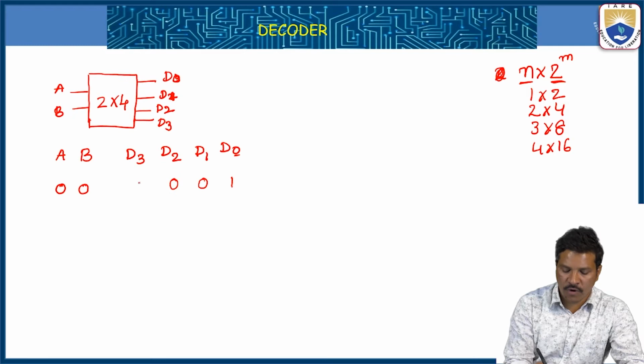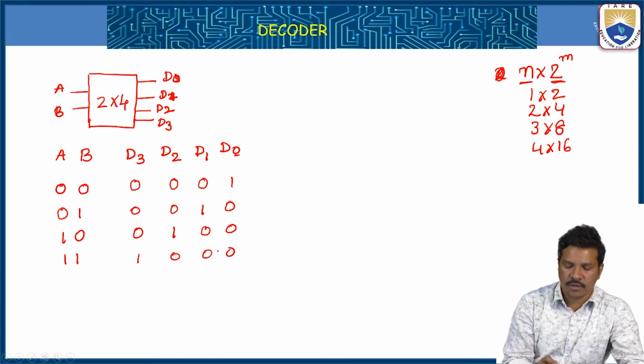At a time, only one output is active. If the input is 01 among the 4 combinations, the corresponding output D1 is active, and the remaining outputs are 0. For 10, only D2 is active high, and the remaining 3 outputs are active low. For 11, D3 is high, and all the rest are zeros.